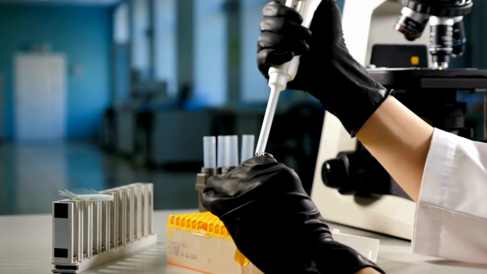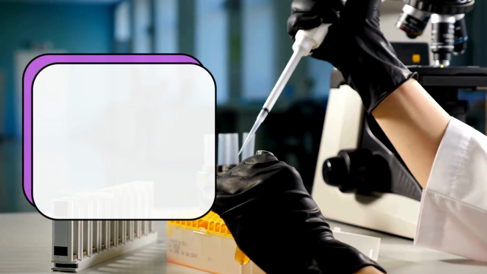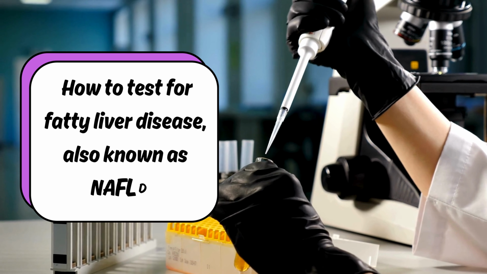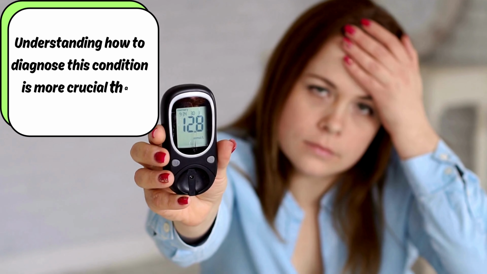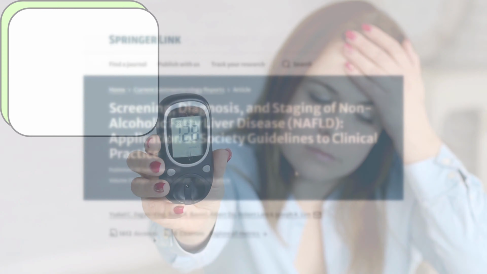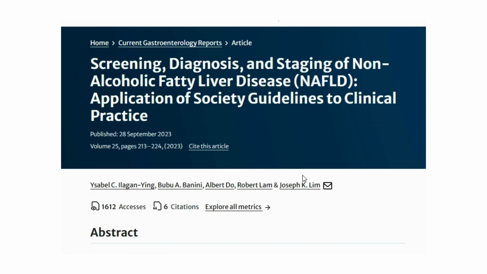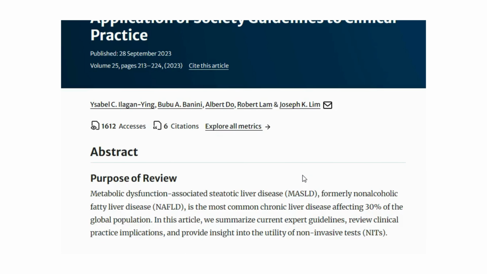Today we are diving into an important health topic: how to test for fatty liver disease, also known as NAFLD. With the rise in obesity and type 2 diabetes, understanding how to diagnose this condition is more crucial than ever. Let's explore the latest research and guidelines on this topic.